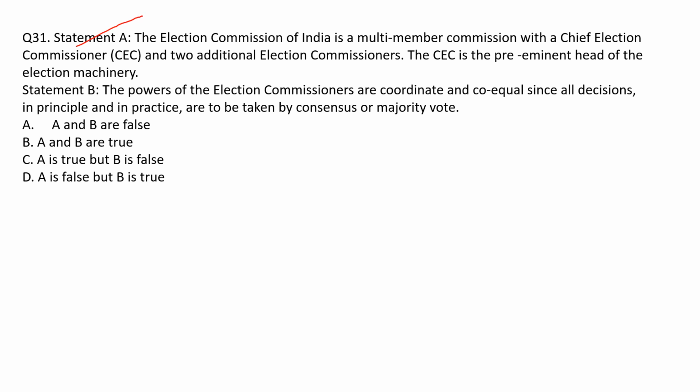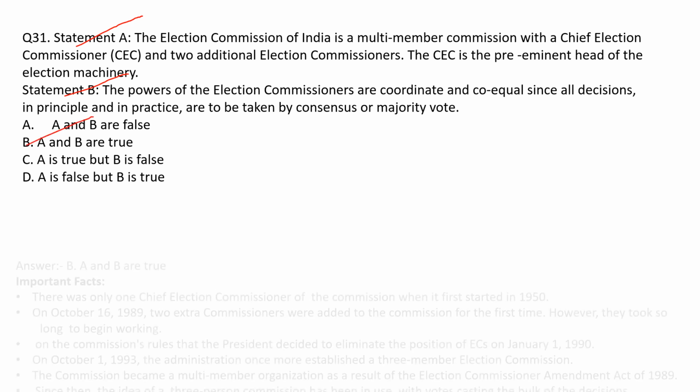Statement B. The powers of the election commissioners are coordinate and co-equal since all decisions in principle and in practice are to be taken by consensus or majority vote. This is also the correct statement. So the correct option for this question is option B. A and B are true.